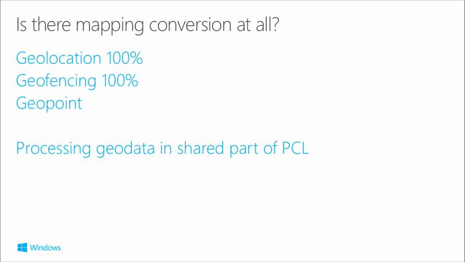Well, yes, there is. The geolocation API is 100% converged. So in the demos, we do the geolocation one time and then send the information out to the two different applications. Geofencing is 100% converged. You're using the same geofencing types and the same geofencing APIs in Windows Phone as you are in Windows. And this sample you showed, which we're making available, has a Windows 8 head on it as well, hasn't it?